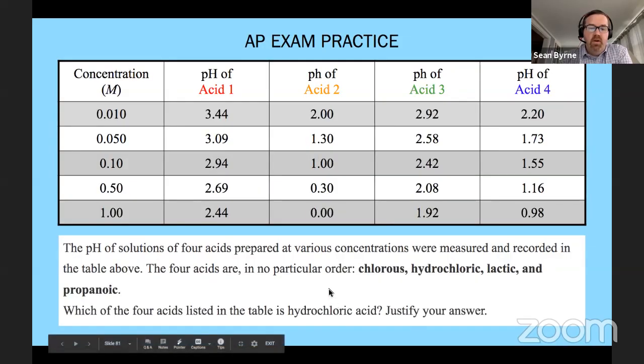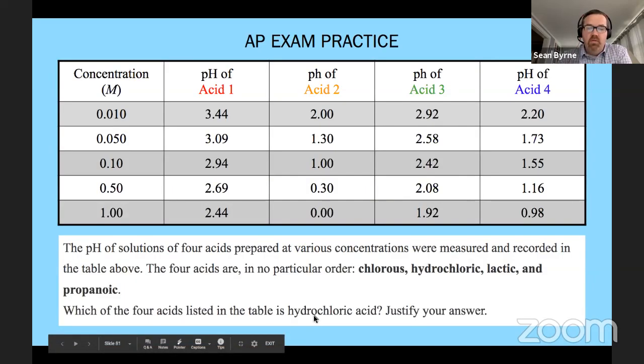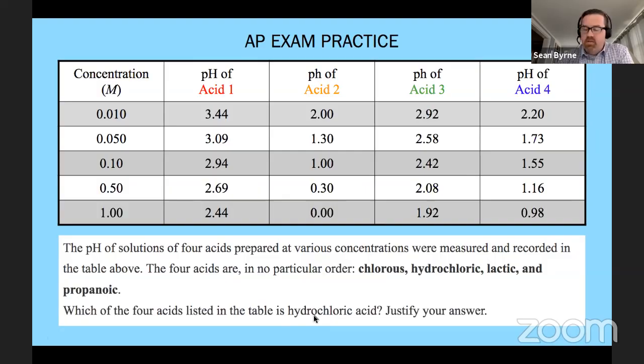The experimenter knows that these 4 acids are hydrochloric, lactic, and propanoic acid, but we don't know which one is which. But you should have enough information to be able to determine which of the 4 acids listed in the table is hydrochloric acid. So think about the knowledge that you have so far, and you will be able to answer this question. Again, Mr. Faribault will answer this question for you at the beginning of class tomorrow.